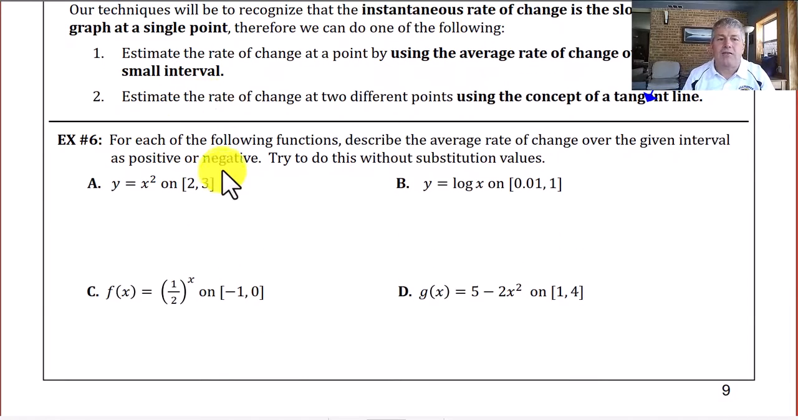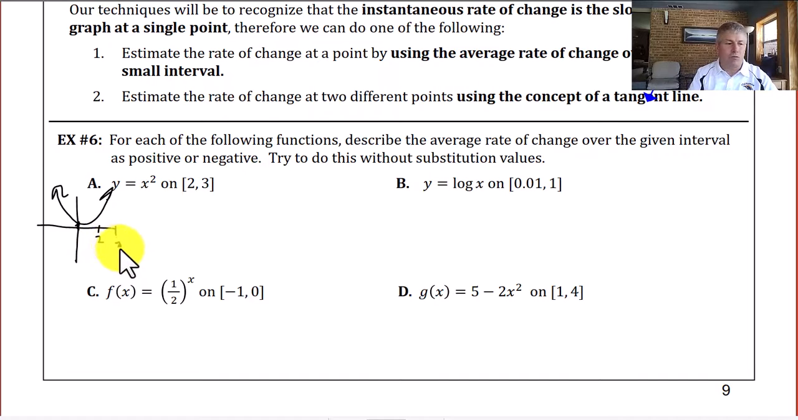Sample 6, they ask for each of the following functions, describe the average rate of change over the given interval as positive or negative. Try to do this without substituting values in. Well, x squared is just a parabola that looks something like that. That's supposed to be at the origin there. The vertex is at the origin. And we want to see what's happening between like x is 2 and x is 3. Well, a tangent line might look something like that. So that is going to have a positive rate of change.